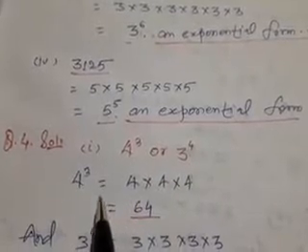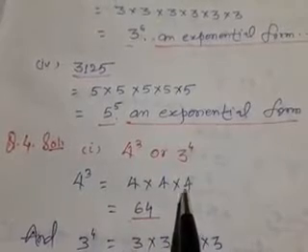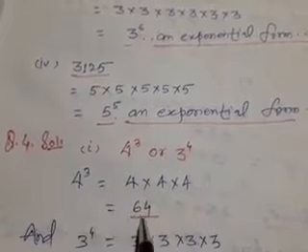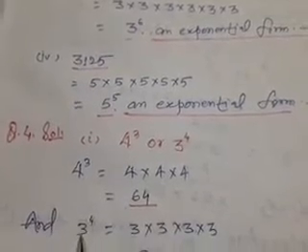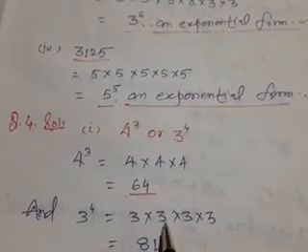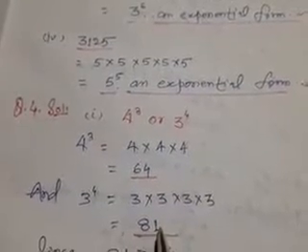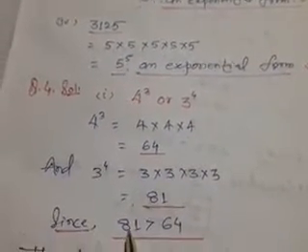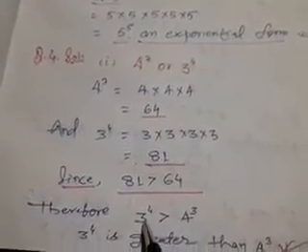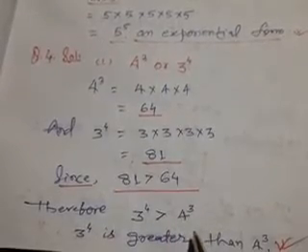Dear students, as we know, 4 to the power 3 is equal to 4 into 4 into 4. We write 4 three times. Its value is 64. And 3 to the power 4, we write 3 four times: 3 multiply 3 multiply 3 multiply 3 is equal to 81. Here we see that 81 is greater than 64. Therefore we can say 3 to the power 4 is greater than 4 to the power 3.